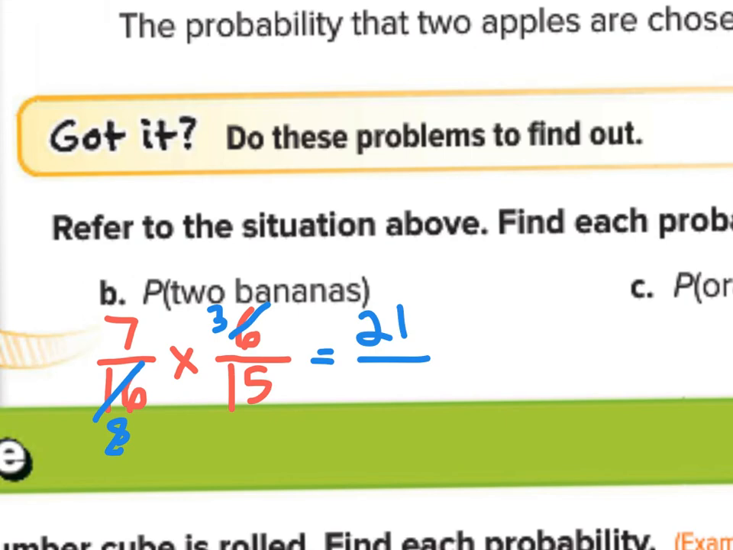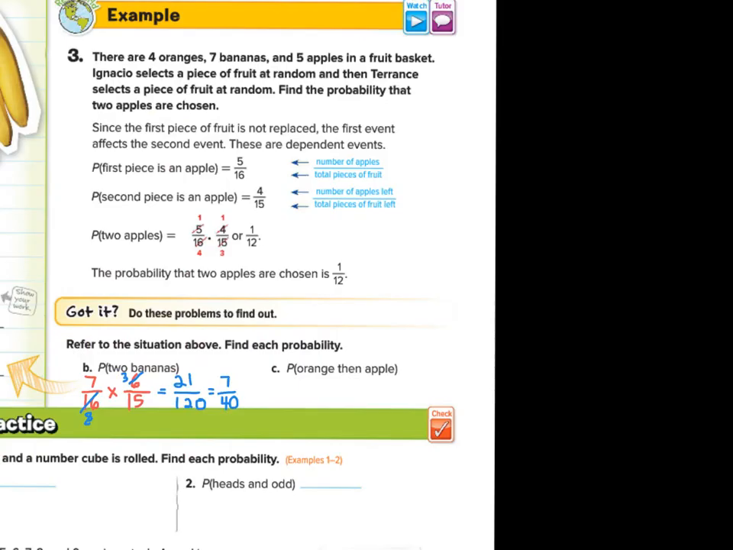Am I right here? 8 times, no, sorry, not 60. It's 120. 21 over 120. So the probability of choosing 2 bananas is 21 over 120. Could that be simplified? It could be. They're both divisible by 3. So we have 7 here, and in the bottom we have 40. There we go. And for question C, we have the probability of choosing an orange and then an apple.